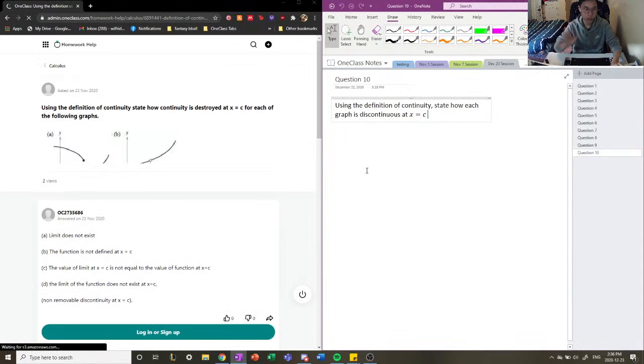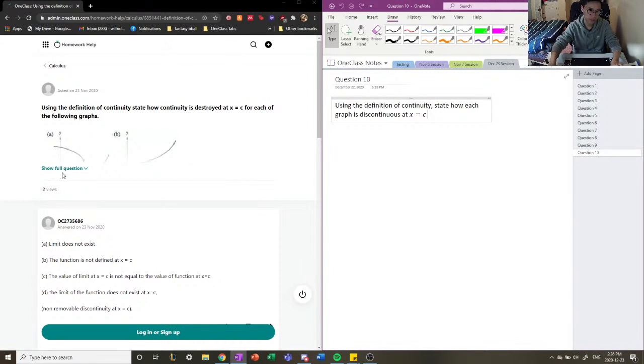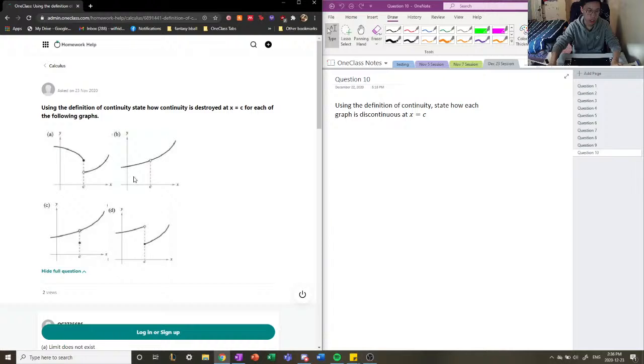Finally, the last question asks us, using the definition of continuity, to state how continuity is destroyed, or how the graph is discontinuous at x equals c for each of the graphs.